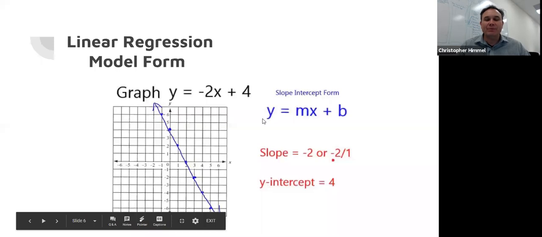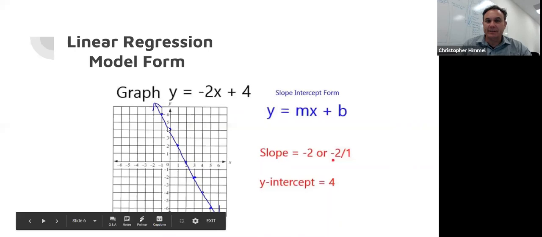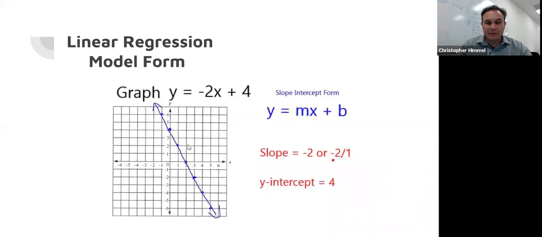And how do you represent a line in math, in an equation? It's y equals mx plus b, where b is where the line crosses the y-axis, and m is the slope of that line, rise over run. So you go up 2 over 1, so the slope is -2.